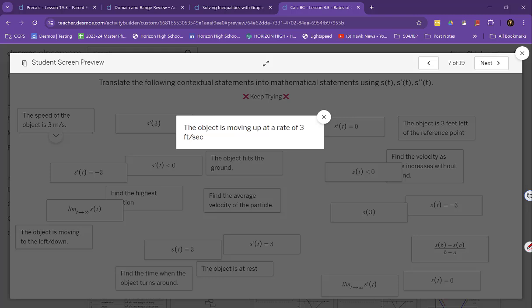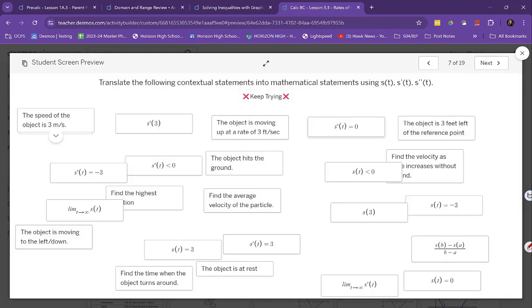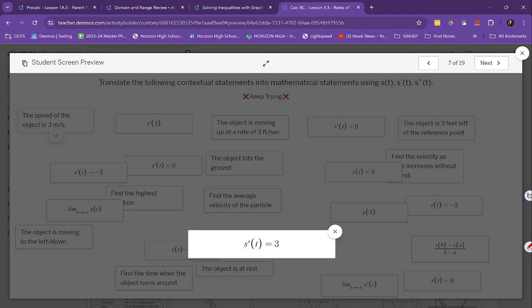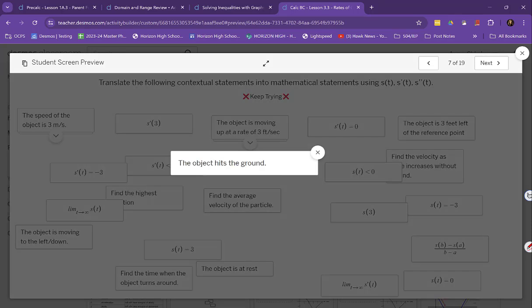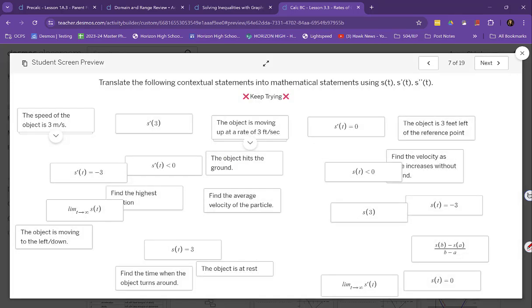The object is moving up at a rate of 3 feet per second. So 3 feet per second, that's a velocity. The object is moving up, so it's a positive 3 feet per second. So I need a velocity equals 3 feet per second, so I'm looking for S prime equals positive 3. That would be right here. Let's pair those together. The object hits the ground. So if the object hits the ground, then its position is 0. That would be over here.